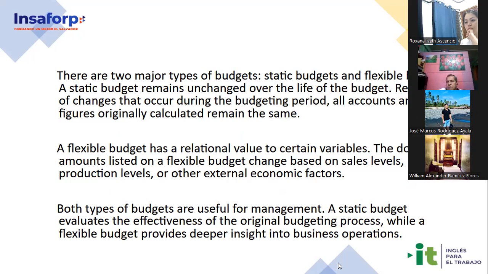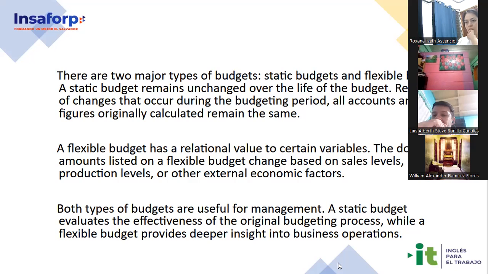There are two major types of budgets: static budgets and flexible budgets. A static budget remains unchanged over the life of the budget, regardless of change that occurs during the budgeting period. All accounts and all figures, original costs remain the same. A flexible budget has a relational value to serve the same purpose. The dollar amounts in a flexible budget change based on sales levels, production levels, or other external factors. Both types of budgets are useful for management. A static budget evaluates the effectiveness of the original budget process, while a flexible budget provides different time to the business operation. Okay, what do you get from this?